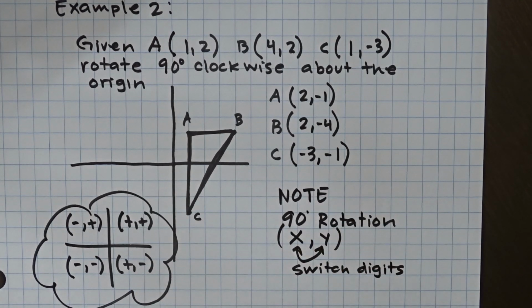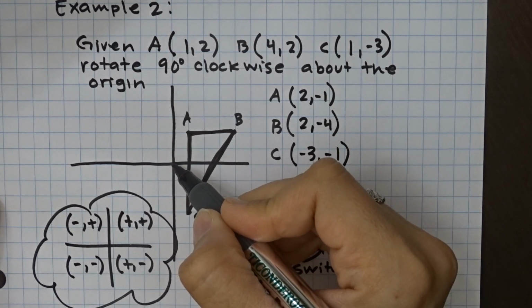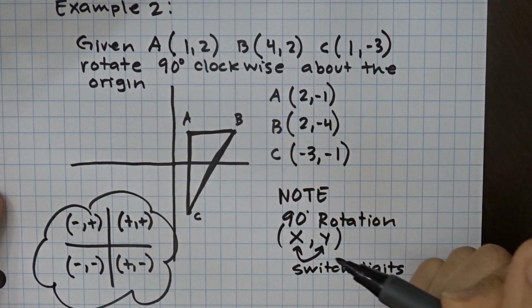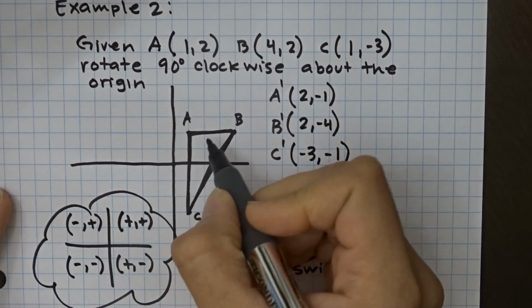Then you just double check the signs. And that's how you rotate 90 degrees clockwise. So for any 90-degree rotation, you do this trick. If you don't want any tricks, you just want to do it the real way, you can always take this point and draw a line at a 90-degree angle to the resulting point. So let's see, these are all primes. So A prime is 2, negative 1.